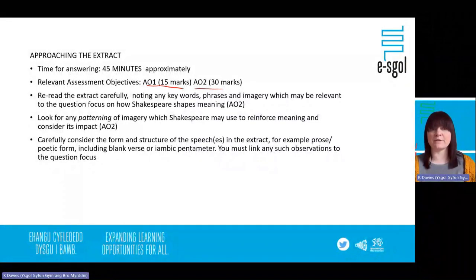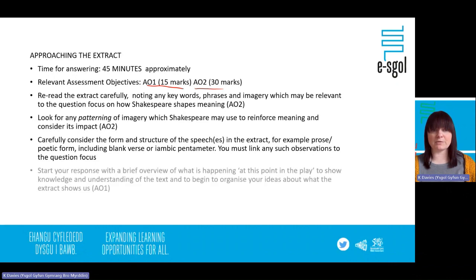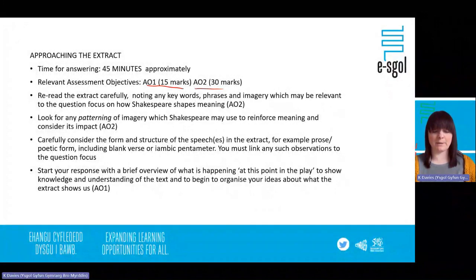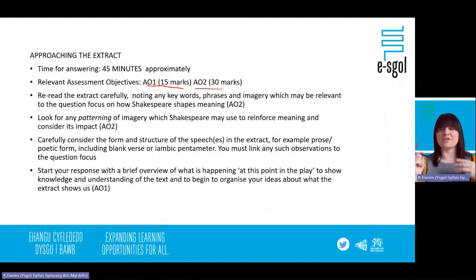Is there use of prose or poetic form, such as blank verse or iambic pentameter, quite possibly? Make sure that you link any such observations to the question focus. You need to start your response with a brief overview of what's happening at this particular point in the play. So you put the extract into some sort of context, and make sure that you're able to place it.